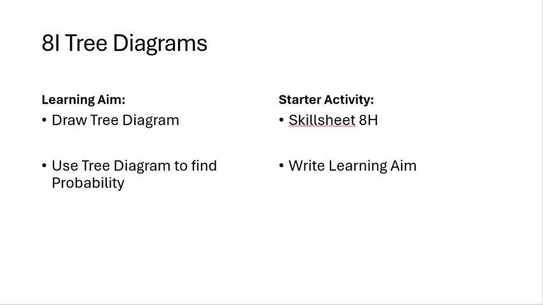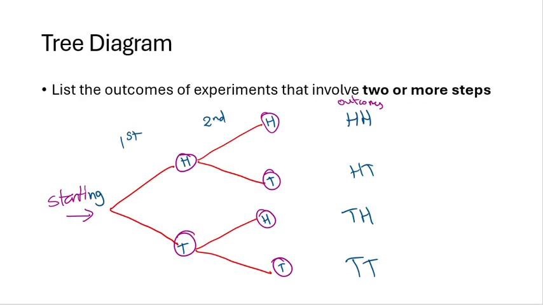Okay, this is the third section of probability. Today we'll be focusing on tree diagrams. So the learning aim: hopefully by the end of this video, you will have learned how to draw a tree diagram, and then after you draw it, you're able to use that information to find the probability of such events. Okay, so let's get to it.